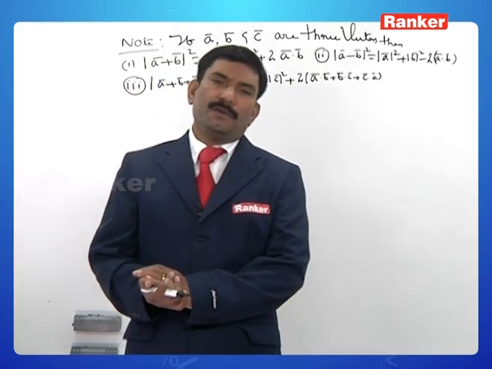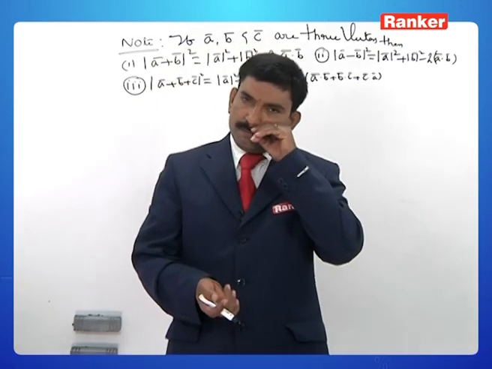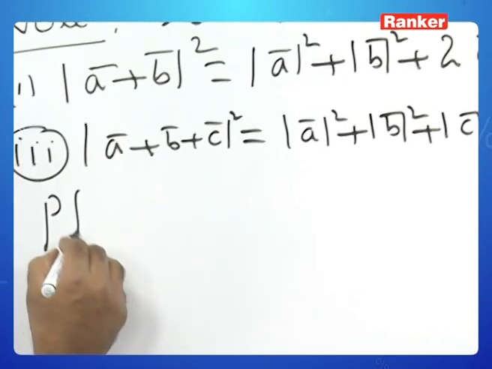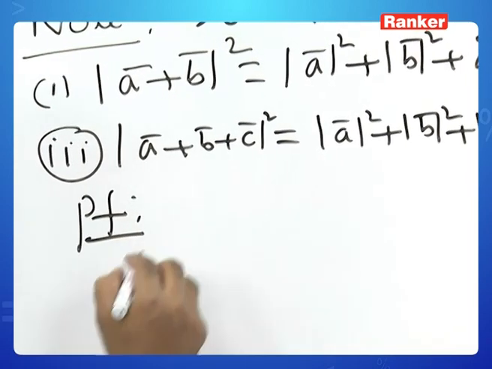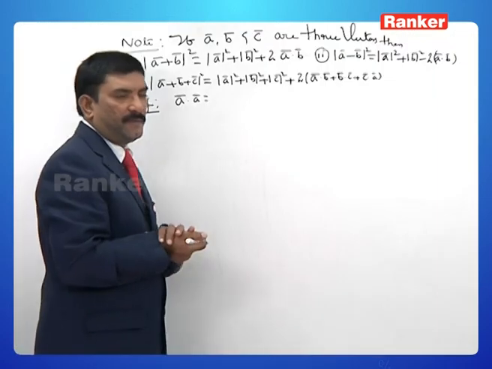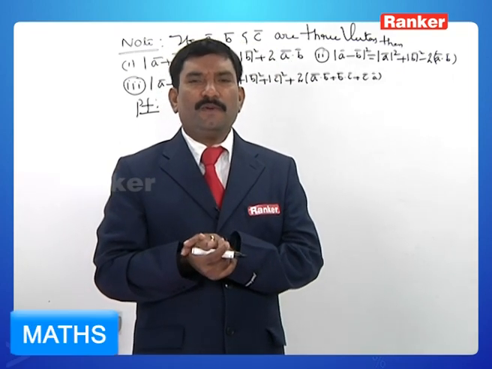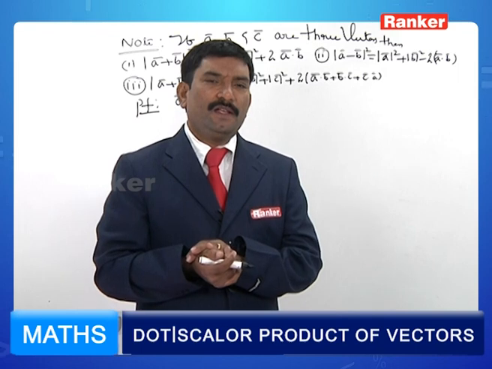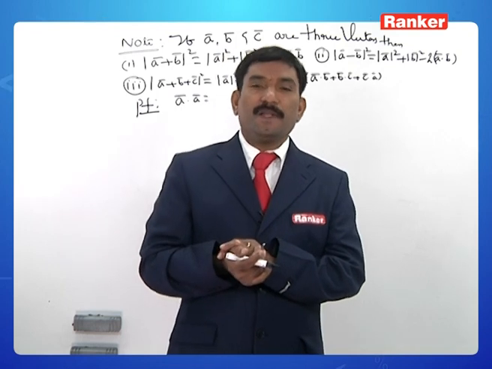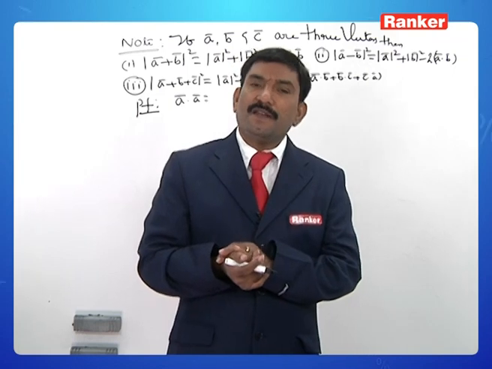Students, in the beginning of the dot product, I told one note. Before starting this proof, I told one note. What is that? A bar dot A bar. It's a good note. Whenever you want the proof or solution in a simpler way, you can make use of this property. It plays a vital role in curtailing the steps.